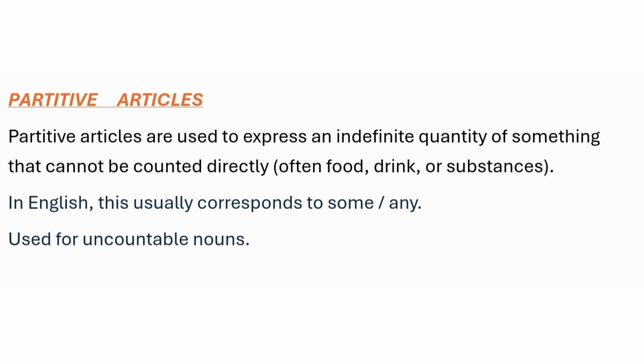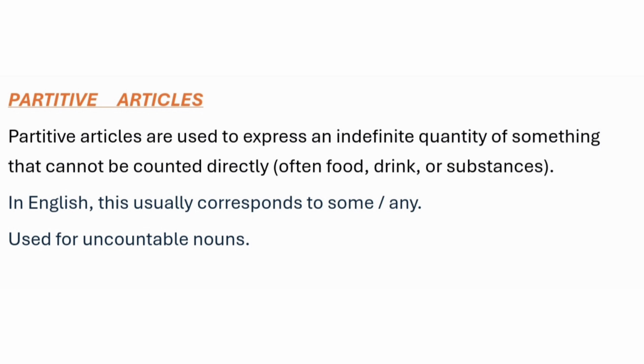Partitive articles are used to express an indefinite quantity. That is, partitive articles are placed before uncountable nouns, the nouns which cannot be counted, like sugar, salt, water, oil. The equivalent in English is some, any, much, all these quantities which are uncountable.